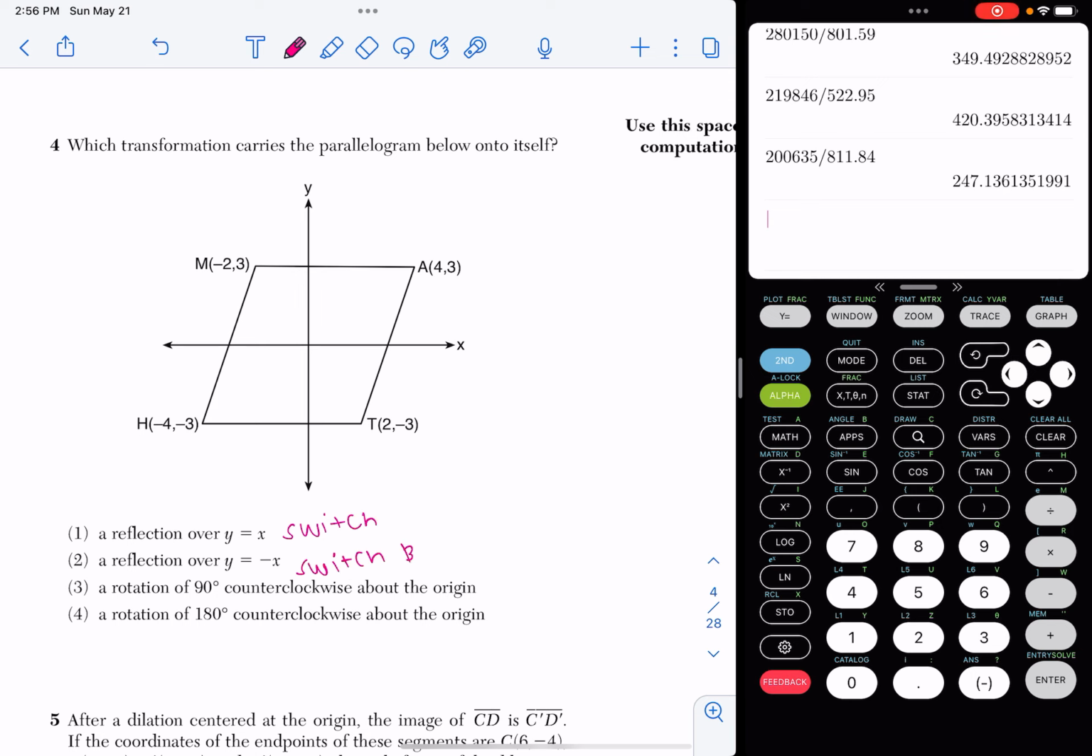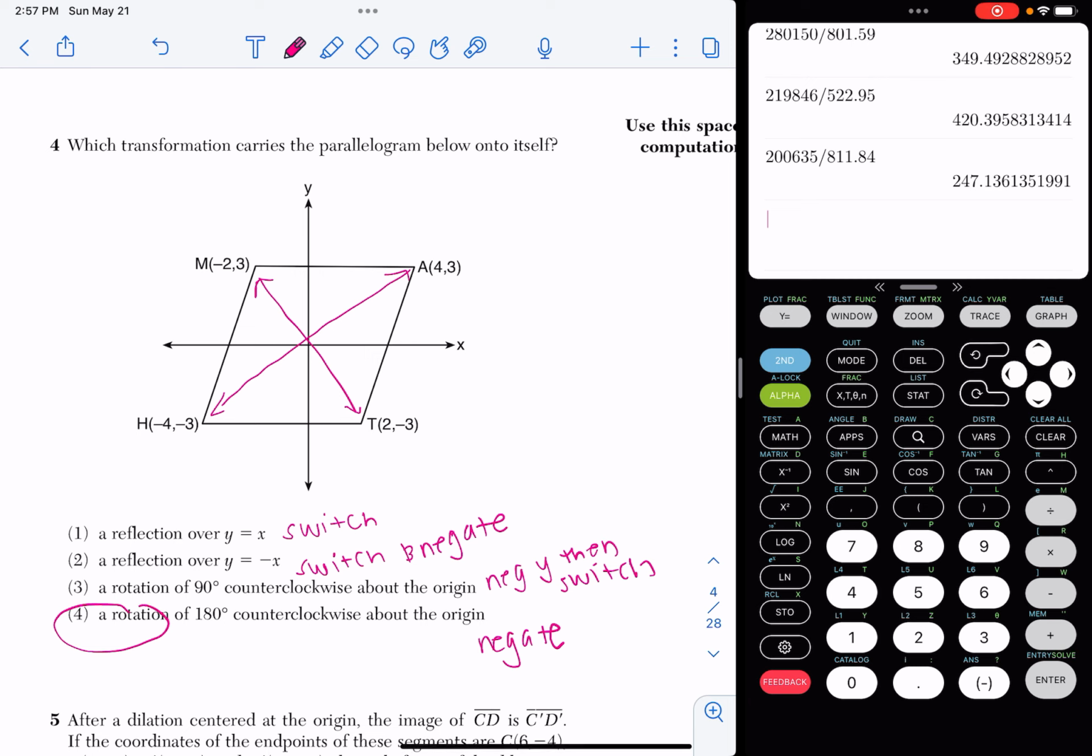This would mean that you switch and negate the coordinates. 90 degrees counterclockwise would be when you negate y, then switch. And rotation 180 about the origin is when you negate the 2 coordinates. If you notice that diagonally, 4, 3, and -4, -3, those coordinates are negated. And -2, 3, and 2, -3, those coordinates are negated. That's going to give me my answer of choice 4 here.